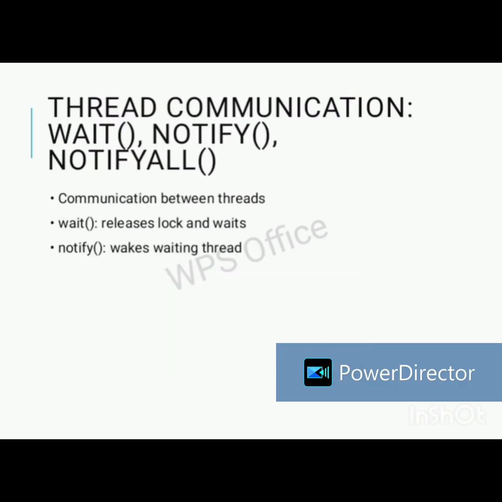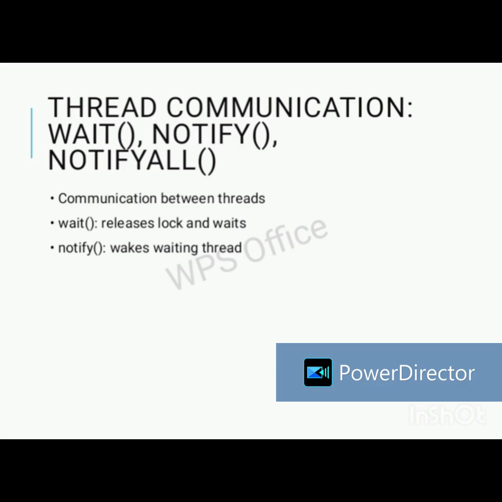Thread communication. Wait, notify, notifyAll. In Java multithreading, sometimes threads need to communicate and coordinate their actions, especially when working on shared data. Java provides an inter-thread communication mechanism through three essential methods defined in the Object class: wait, notify, and notifyAll. Those methods are used with synchronized blocks or methods to allow threads to cooperate rather than compete for resources.